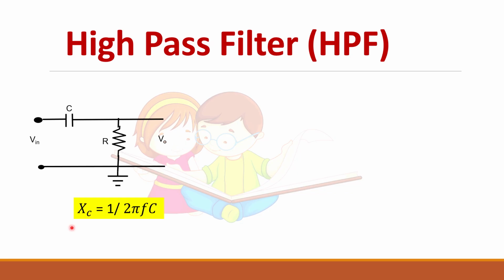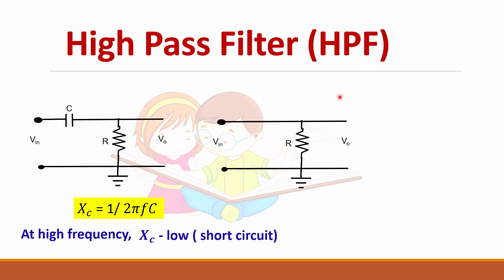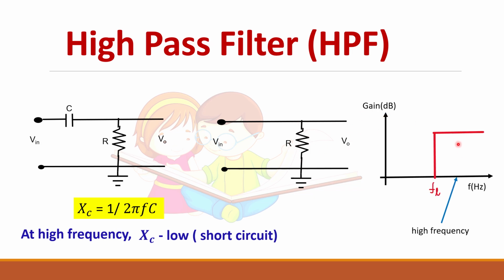But at high frequency, if F is very high, Xc is going to be a very low value. It means that the capacitor acts as a short circuit at high frequency. So here it is short, and whatever I applied to the resistor is going to appear in the output. So we will get this characteristic.